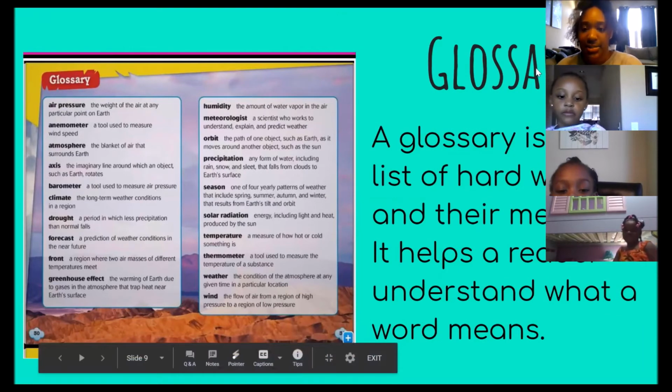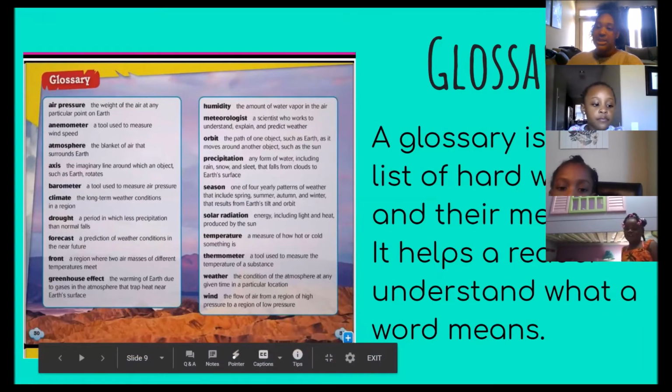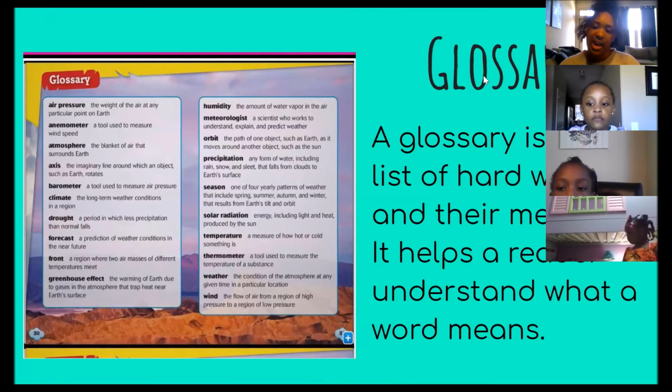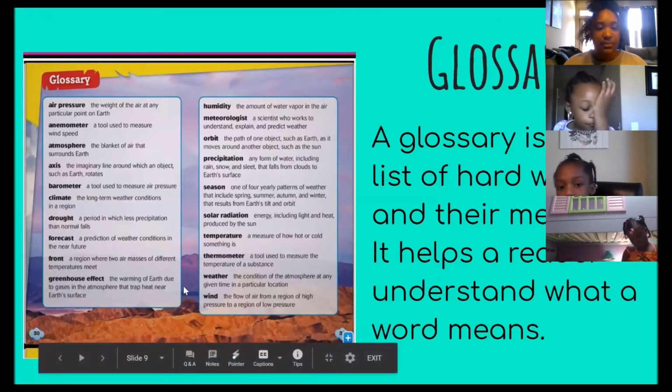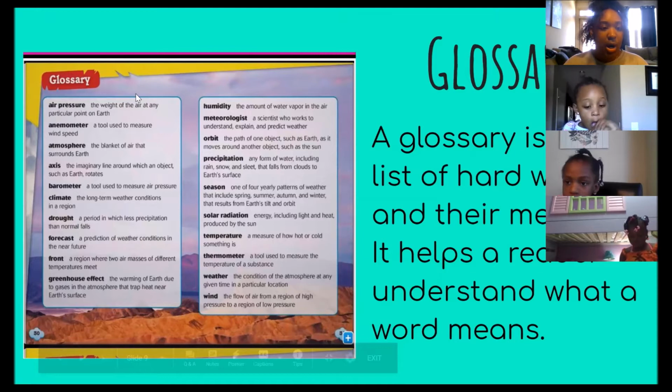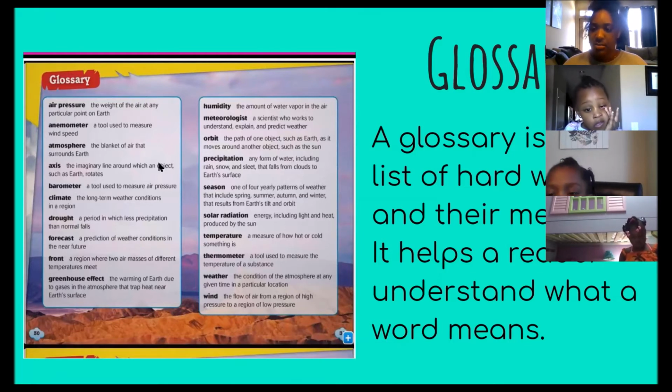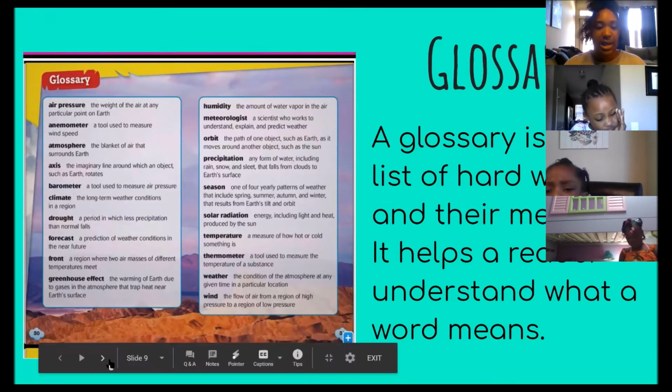All right, glossary. A glossary is a list of hard words and their meaning, and it helps the reader understand what that word means. So if you're reading a nonfiction book and there's a hard word in there, that word is probably in the back of the book and it's going to tell you what it means. So this is just an example of some words and what they mean. A lot of nonfiction books have these.